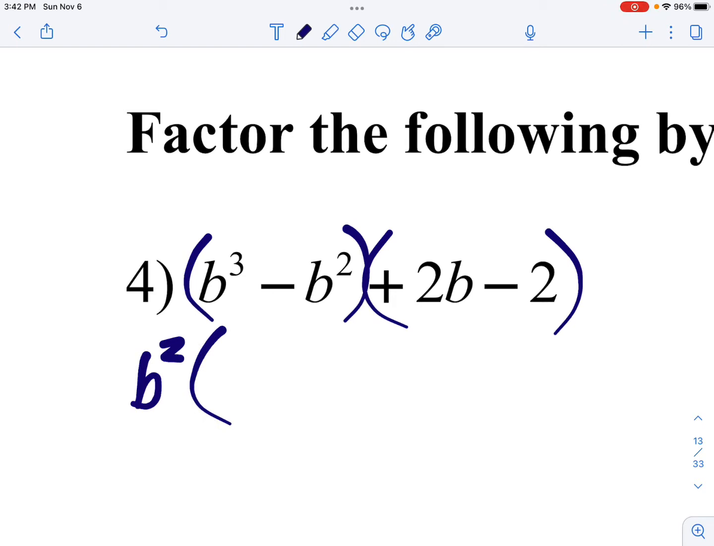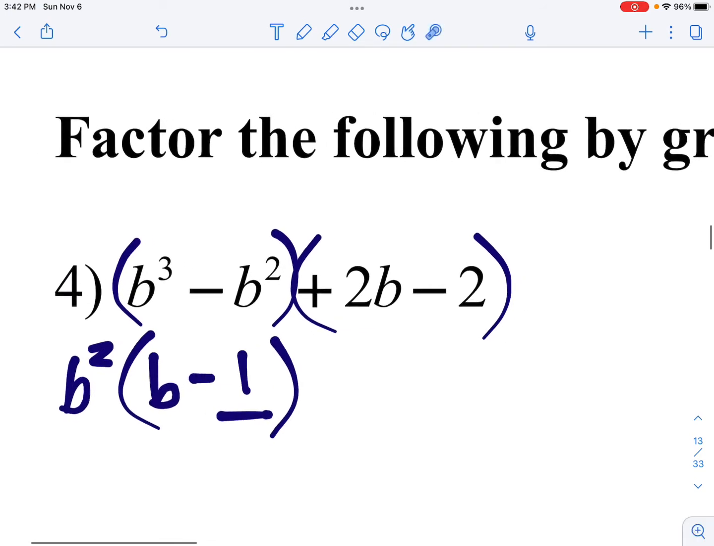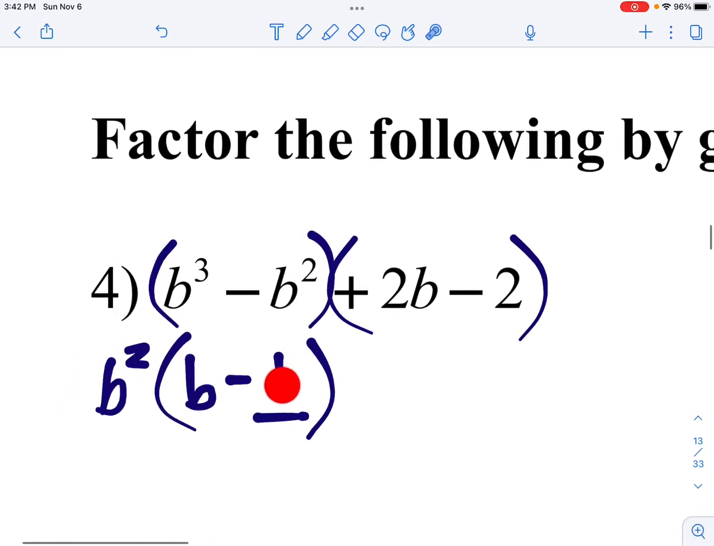And now I'm going to figure out what's left over. There were 3 b's here. I took out 2. That means there's 1 left. I'm going to keep this minus sign here. There were 2 b's here. I took both of them out. So remember, you have to have something in that spot. You can't put a 0. It's actually a 1, because b squared divided by b squared is 1.